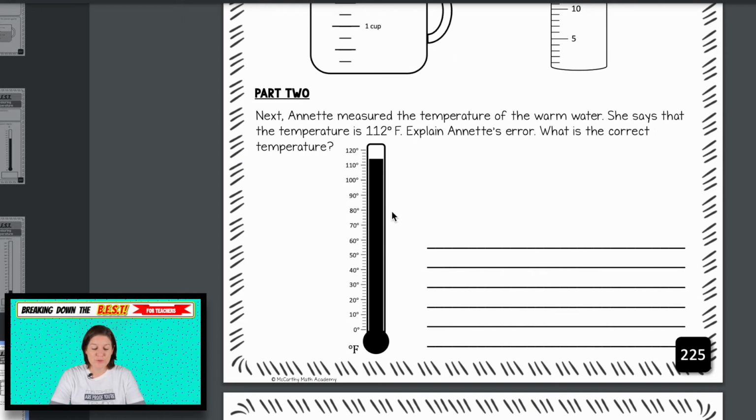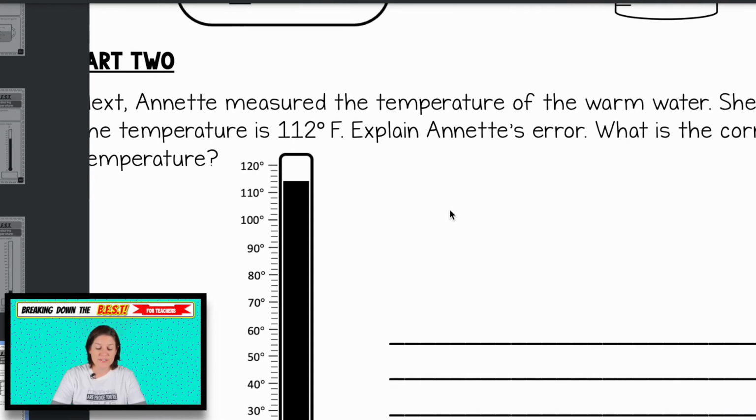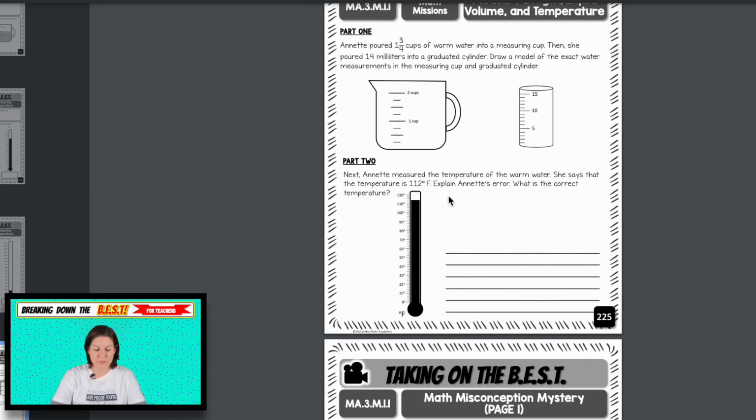And then in part 2, this is an error analysis problem. It says Annette measured the temperature of the warm water. She says that the temperature is 112 degrees. Explain Annette's error and what is the correct temperature. And there is an answer key for this as well, okay?